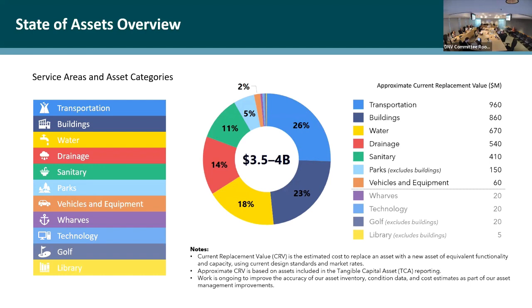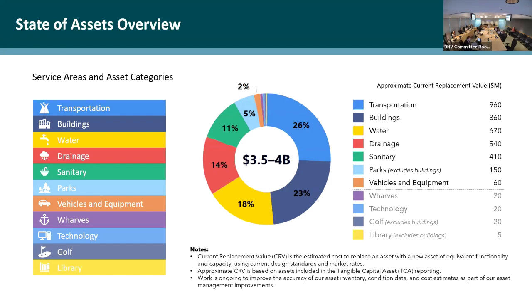Just over 40% of our asset values, or around $1.6 billion, is comprised of our three major utility groups, and those are water, drainage, and the sanitary systems. That's shown in yellow, red, and green. And then the remaining 8% of our asset values are comprised of assets across our park system, vehicles and equipment, wharves, technology, golf, and library.